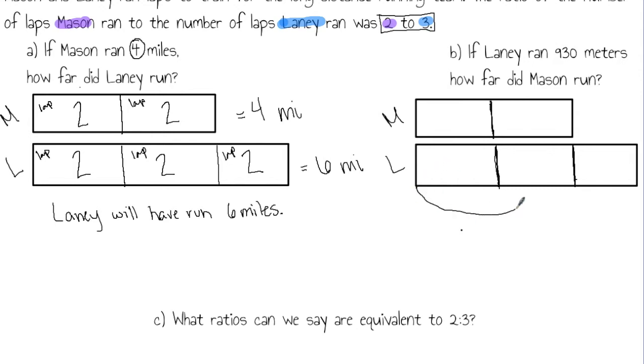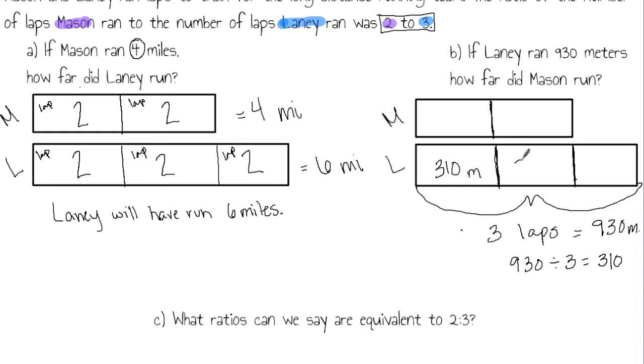So here I have Lainey who ran 3 laps, and those 3 laps have to be equal to 930 meters. So what that means is I can figure out each lap by taking the 930 meters and dividing it by 3, the number of laps that she ran. And I will get 9 divided by 3 is 3, 3 divided by 3 is 1, 0, and then of course we have the 0 at the end. Okay, so each lap is worth 310 meters.